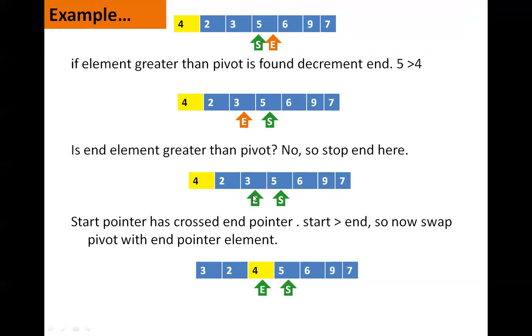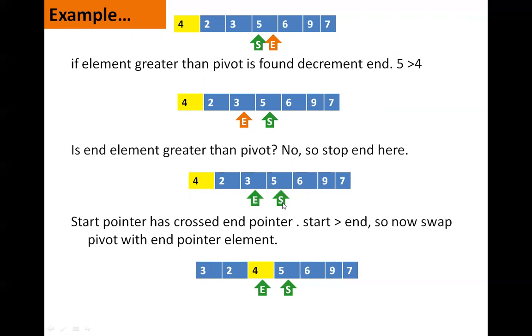Now the start pointer has crossed the end pointer. That is, the start position is greater than the end position. So now what you do is swap the value of the end pointer with the pivot.